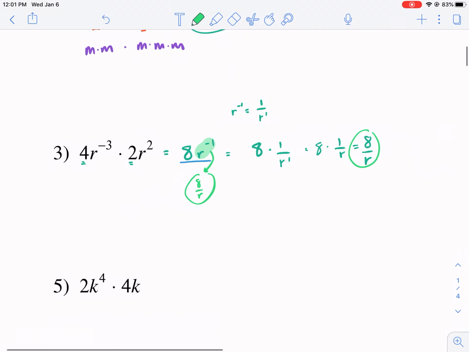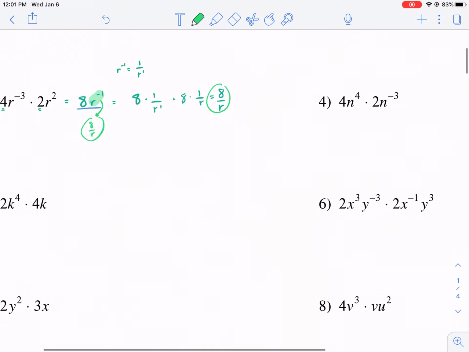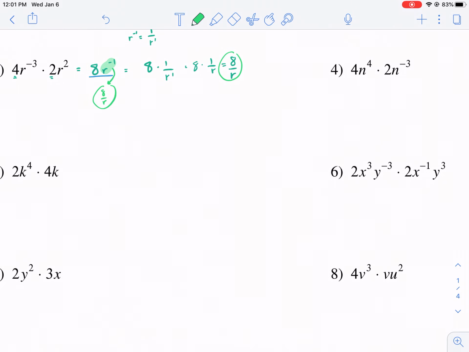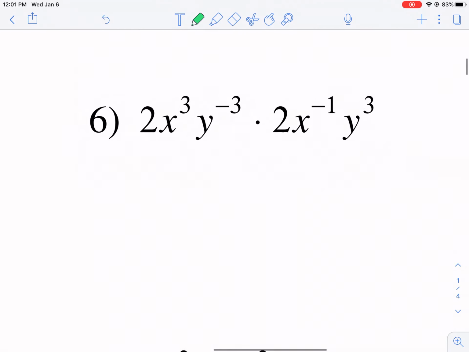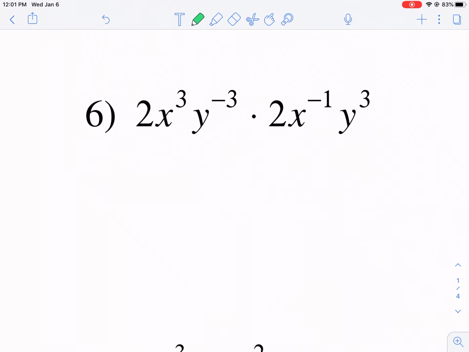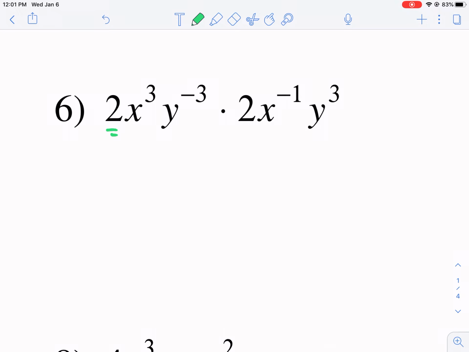I'm going to do another one just so you can get the hang of it. So let's look for more negative exponents. All right, here's a good one. We have negative exponents. We're not going to get anything in the bottom, but that's fine. We have 2 times 2 out in front. That's going to be 4.